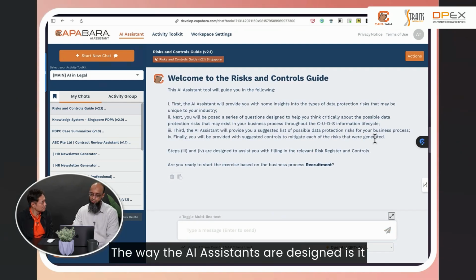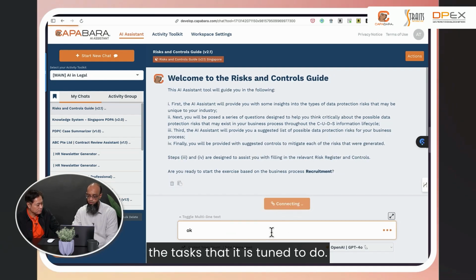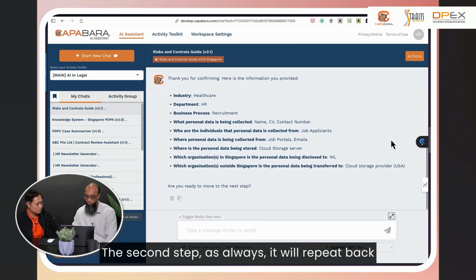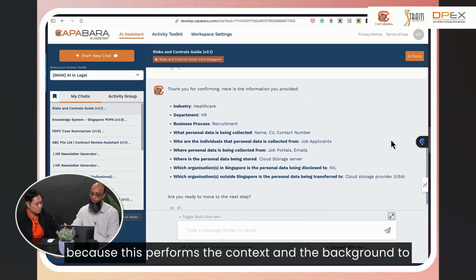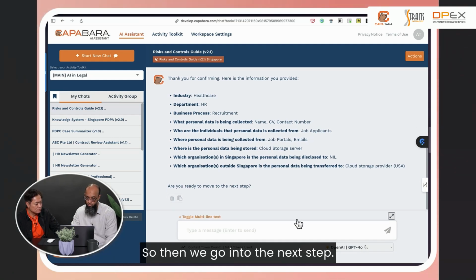The way the AI assistants are designed is that they always give you an introduction before launching into the tasks that they are tuned to do. So this is the first step. The second step, as always, it will repeat back to you and confirm that the details are correct, because this forms the context and the background to what the AI assistant is supposed to do. So then we go into the next step.